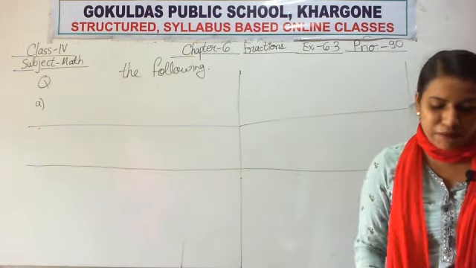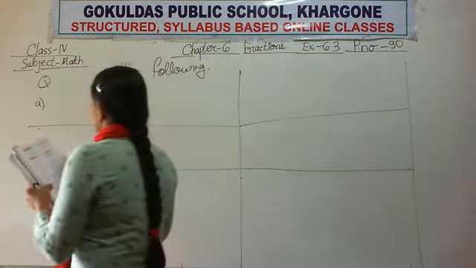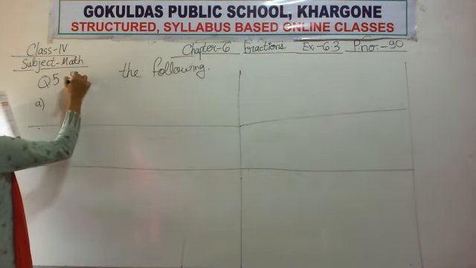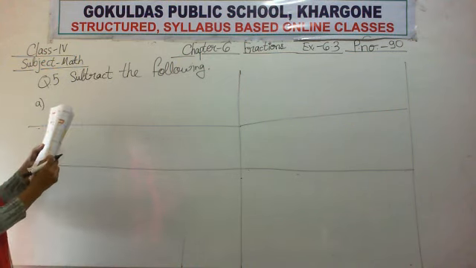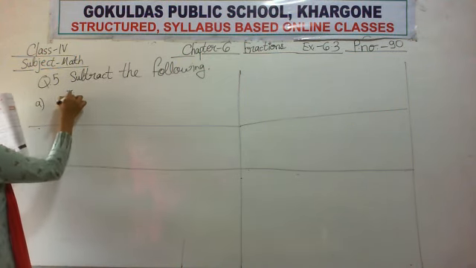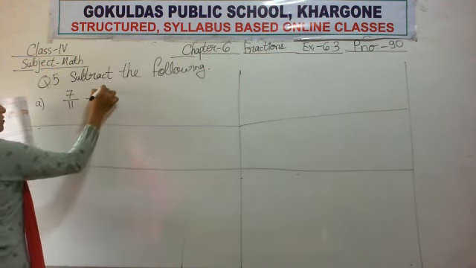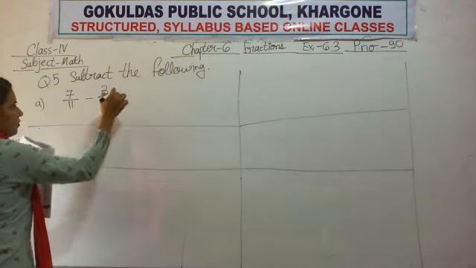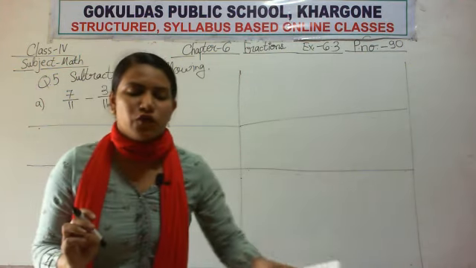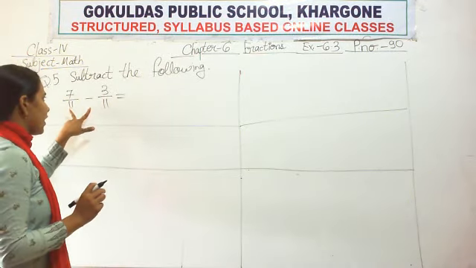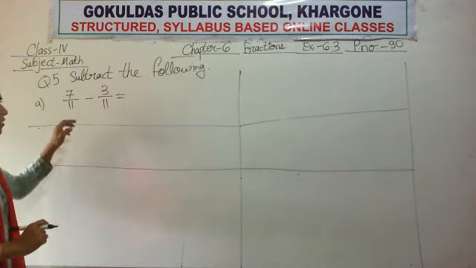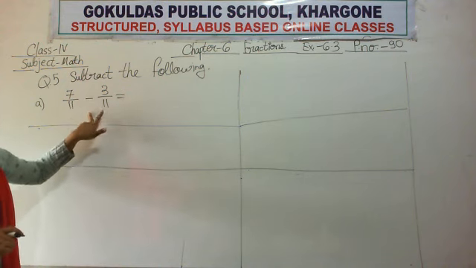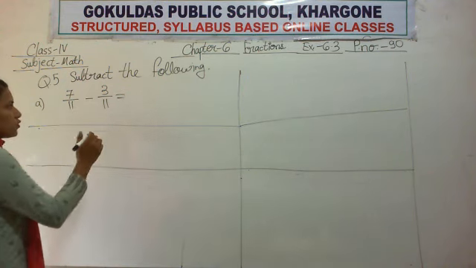Question number 5 is subtract the following. Part A is 7 upon 11 minus 3 upon 11. So in subtraction also we check the denominator. We check both the denominators. Here both the denominators are 11. They are the same. So what do we do?